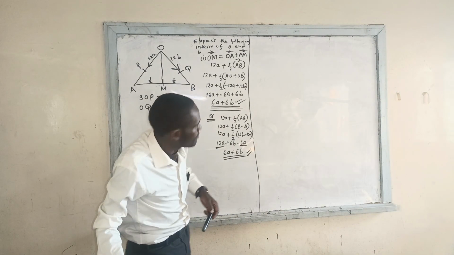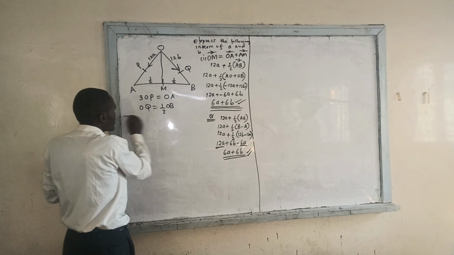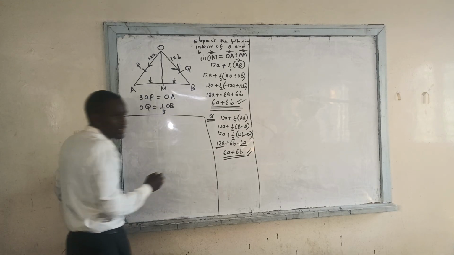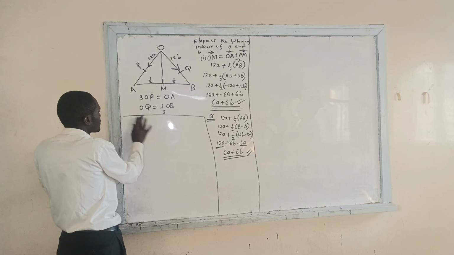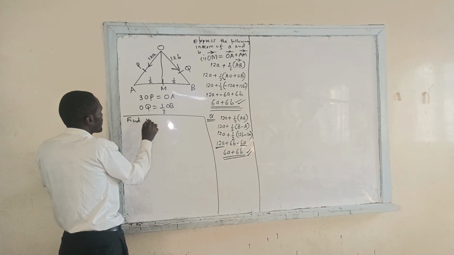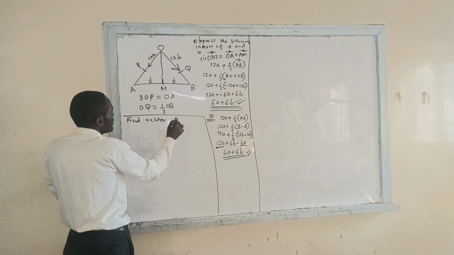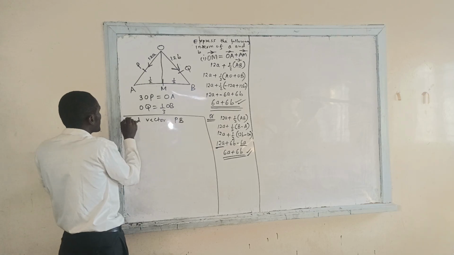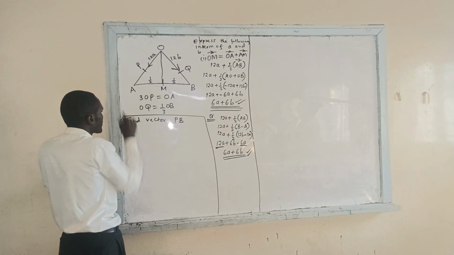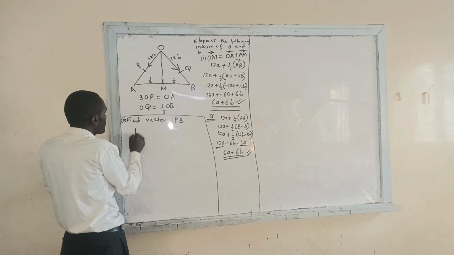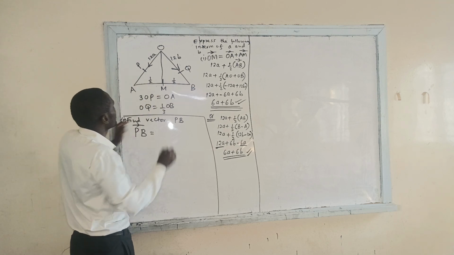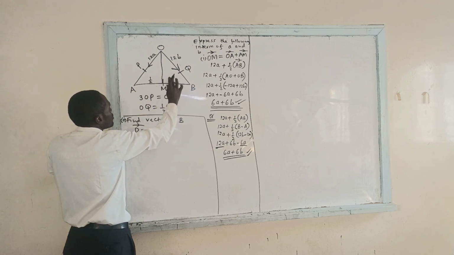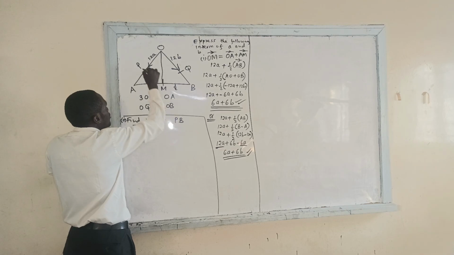And the other part is PB. You want to get PB. So how do you get PB as a vector? So find vector PB. That is our second part. Find vector PB. So PB is our vector, should be equal to... So you want to move from P to B. You can even just decide to join them. It also makes sense to us. So PB.